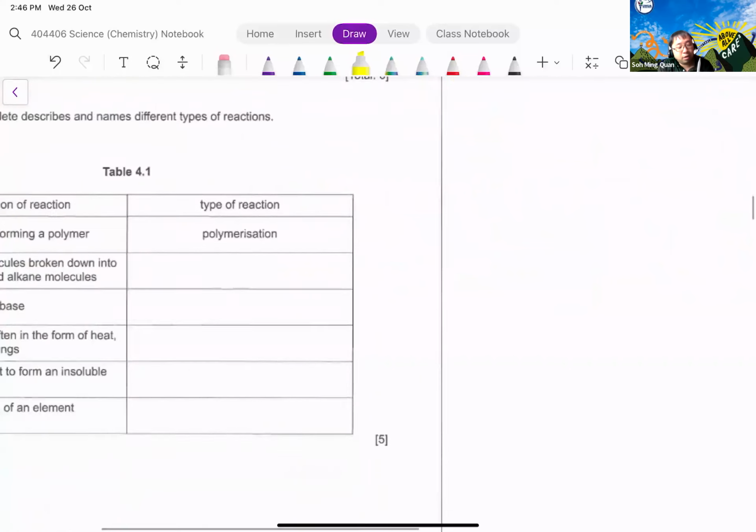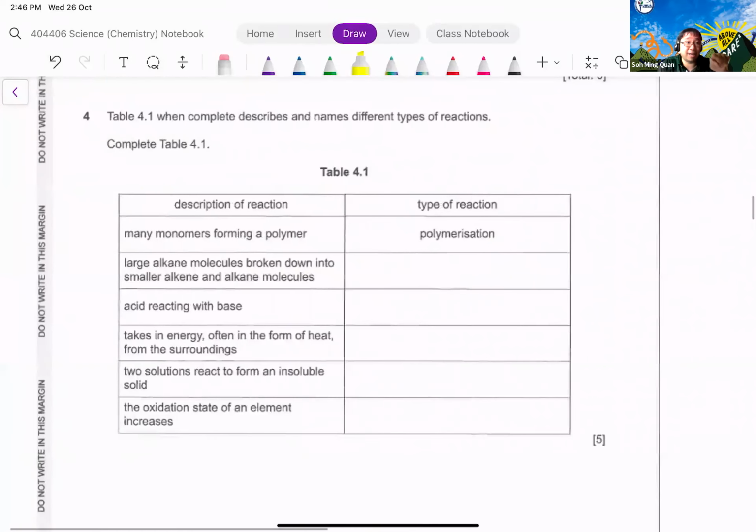Question 4, right? 2021, which is last year, tested like that. They asked them for the name of the reaction. Okay, this is not difficult. Most of you definitely can do this, right? If I write out the answers quickly, I'm sure you know. The first one is cracking, right? Large alkanes converted into smaller alkenes. The next one, acid reacting with base. This is neutralization. I think you are familiar with this already.